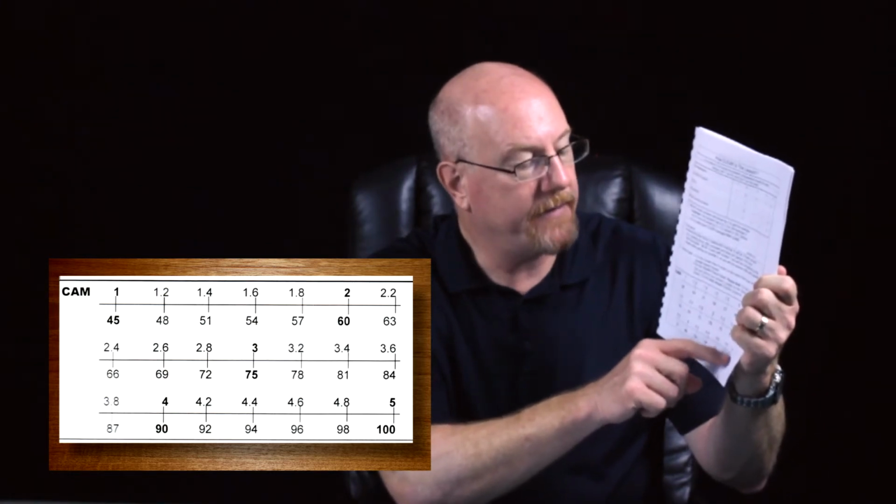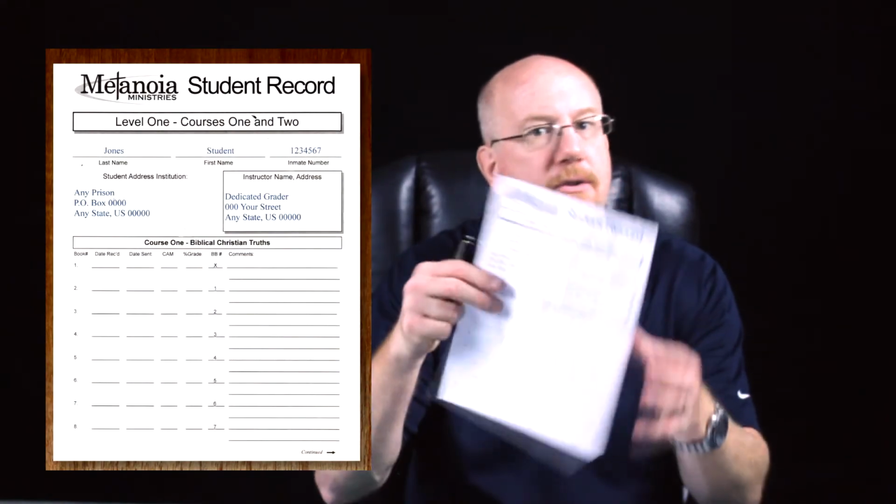So if the average is 5, their CAM score is a 5, then they get a 100. That is their number grade. The next thing you do when you get their grade is you go back to this all-important student record, and there's a spot on the record for their CAM score and then their percentage grade.